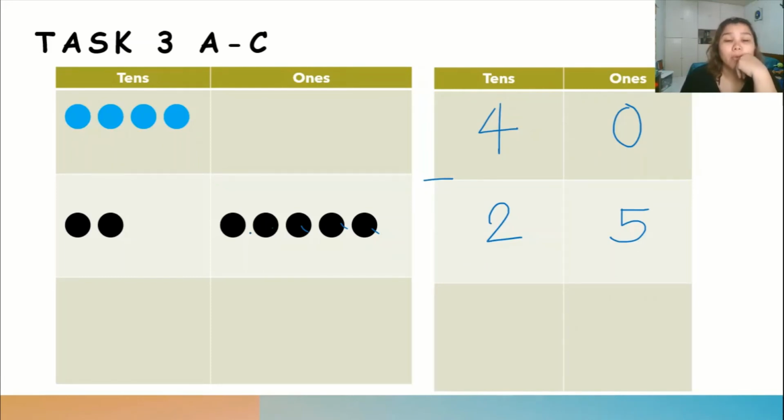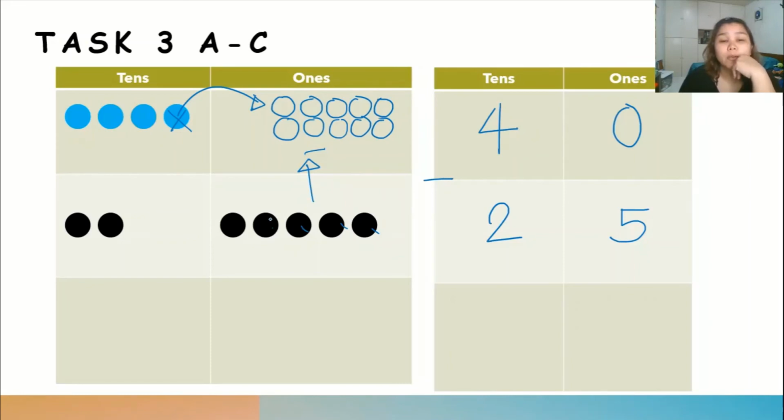Okay. We have here 5. Can we get 5 from here? None. So, what do we do? We borrow from the tens. This one is gone now, and then this will become 10 white chips. So it becomes 10 white chips. Now, can we get 5 from 10?